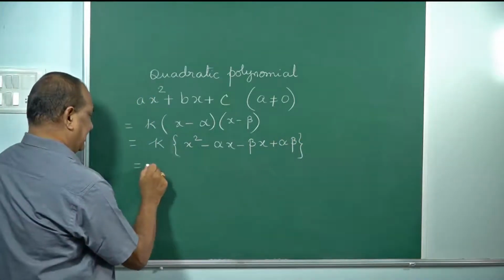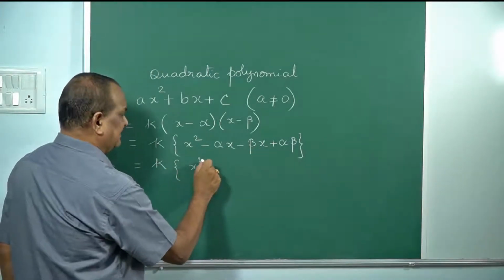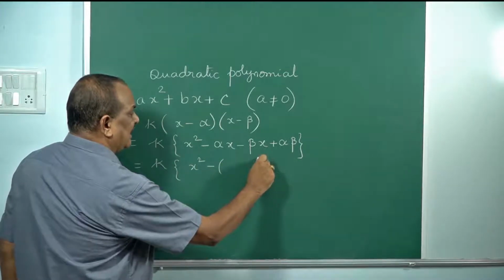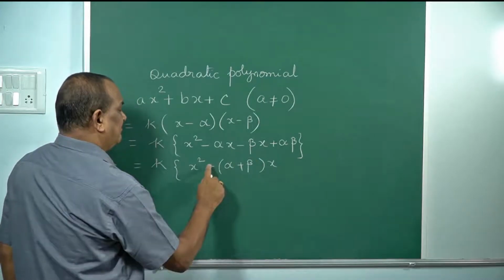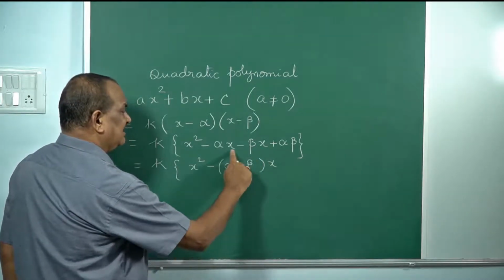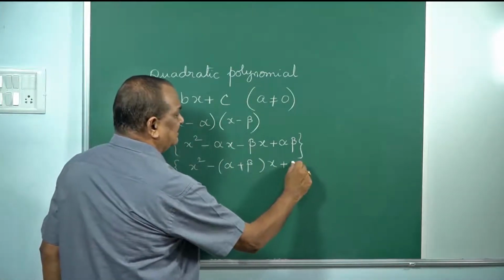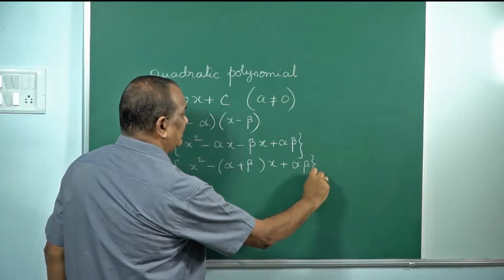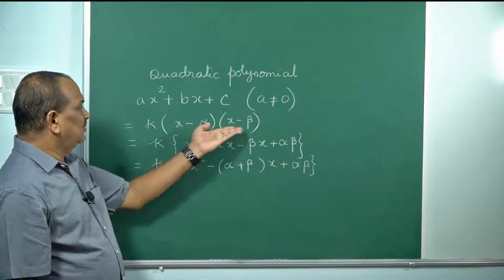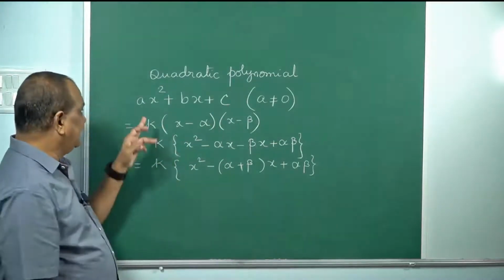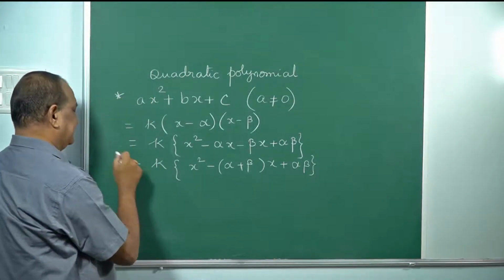Let me write in a better form, consolidating these x coefficients. x square minus, I write x also out, I have alpha plus beta, minus x times alpha minus x times beta. Okay, and this is alpha beta. So if this is what we got when we multiplied the factors, I can compare this and this now.